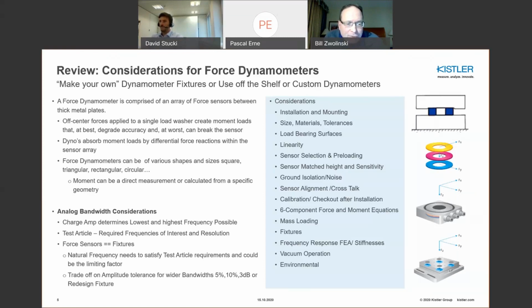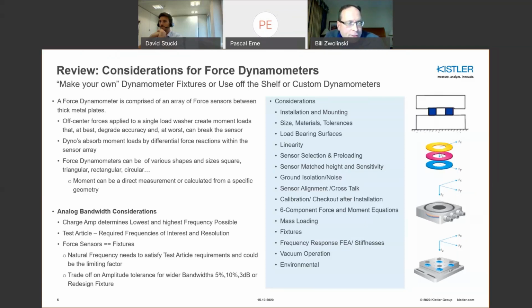So there's often trade-offs involved with making decisions. For example, usable bandwidth might be increased to accommodate a certain frequency range. We went through considerations on the last part, such as installation and mounting, what the top and bottom plate needs to be, the tolerances, the materials, what the load-bearing surfaces need to conform to. Obviously, linearity is one of the major error sources in force measurement. How we select sensors and what the preloading is, and how preloading helps us get the best out of our fixture.